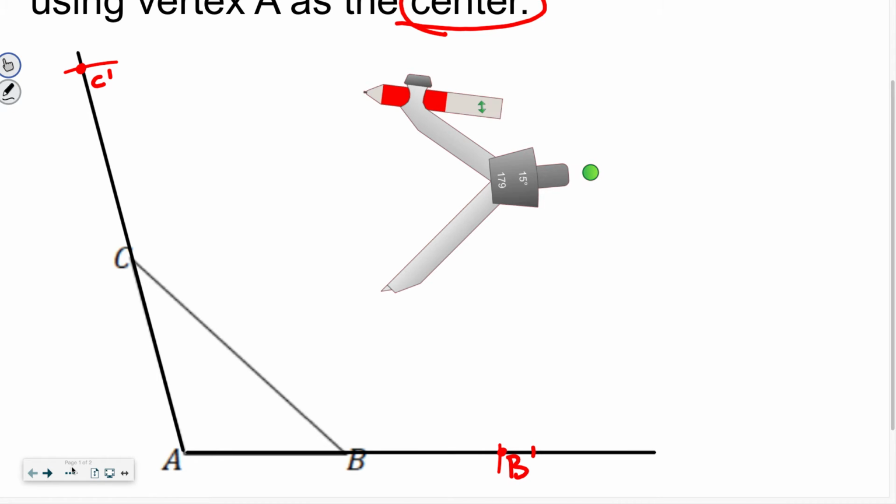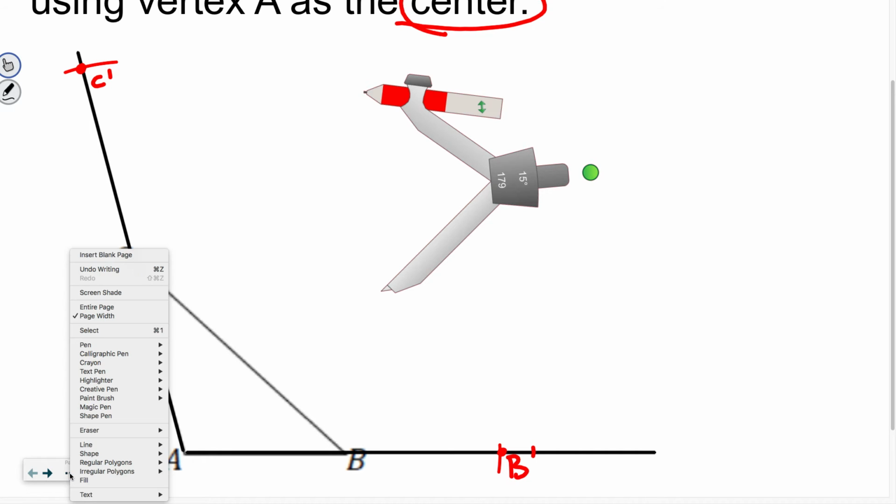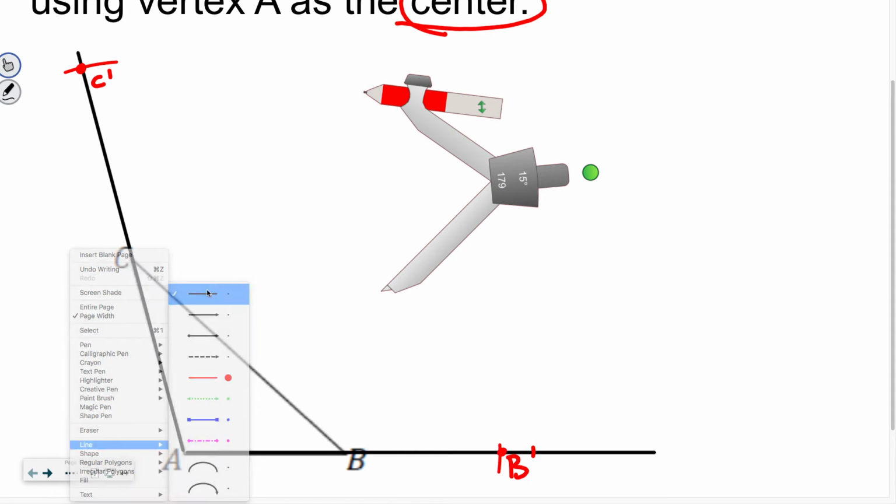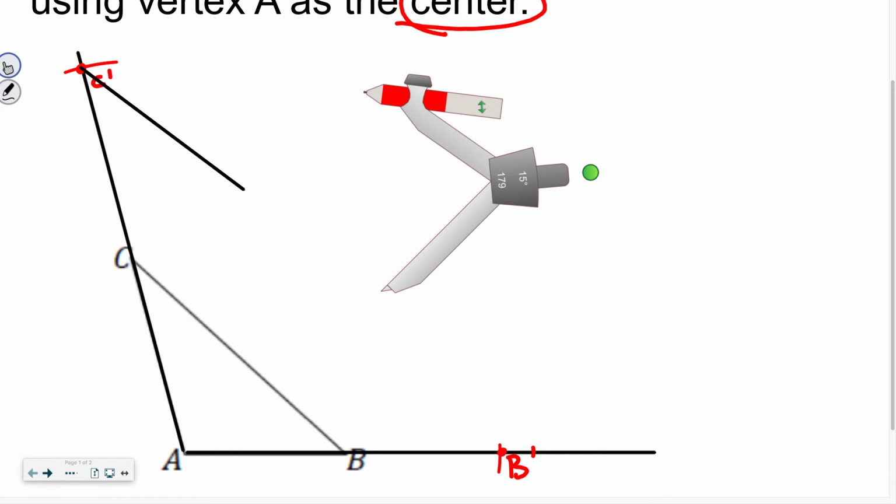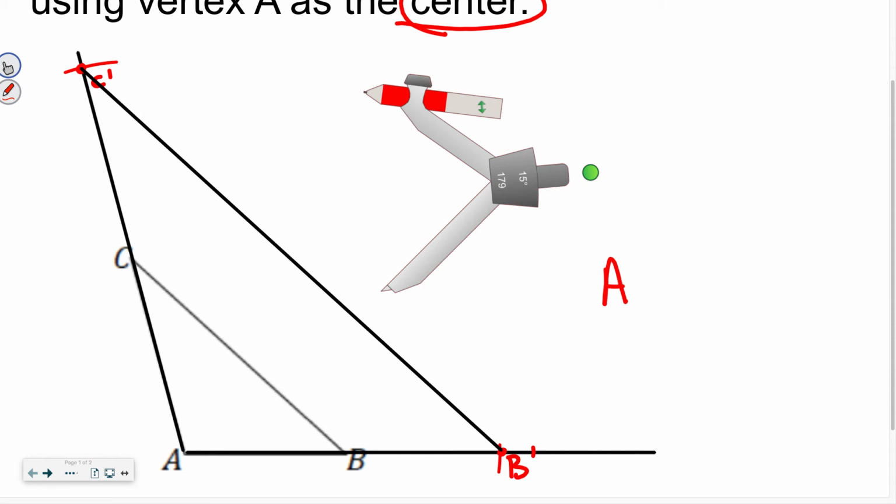Now, lastly, what do I need to do? Because I'm trying to make a triangle that's twice as big as the original one. I'm trying to make my image twice as big as my pre-image. So let me connect those two, right? Let me connect those two. And now I've come up with a new triangle. And that triangle is called triangle A, B prime, C prime. That is my new triangle. And it is twice as big as my older triangle, my pre-image.